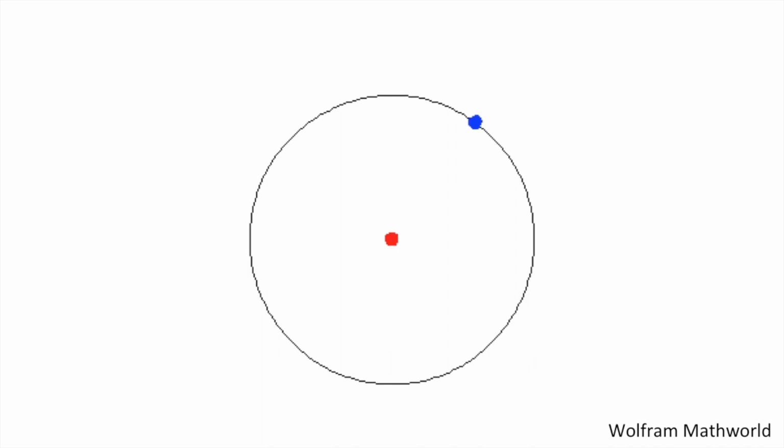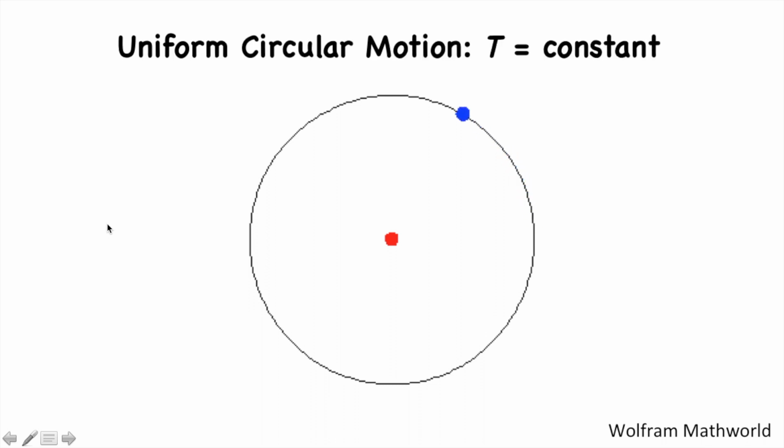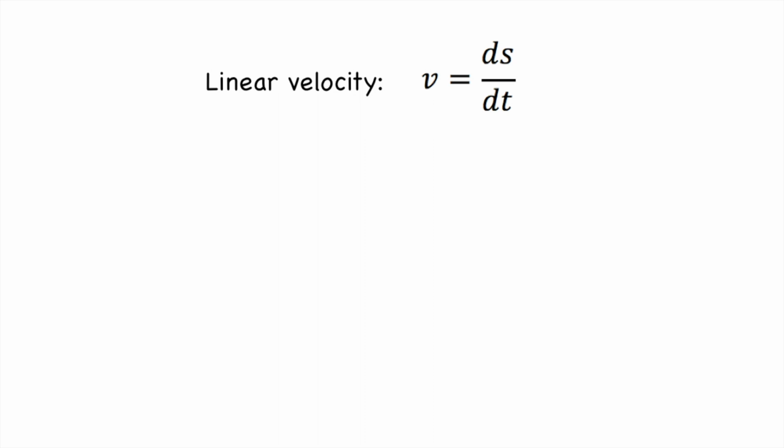Uniform circular motion is the special case in which an object is moving on a circle at a constant rate. In this type of motion, the time it takes for the object to complete one revolution, called the period, stays constant. You know that the change of an object's linear coordinates with time is the velocity, or more precisely, the linear velocity. Similarly, the change of an object's position angle with time is called the angular velocity.